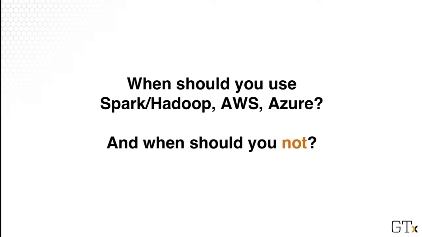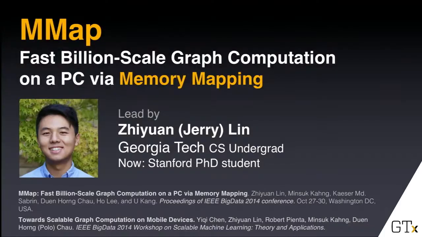Previously you looked at how to scale up computation using Hadoop and Spark, or using cloud services like Amazon Web Services or Azure. So one question people often have is when should they use it, or when should they not use it? So in this video, I'm going to tell you a little bit about a project that was originally developed at Georgia Tech, and it's using memory mapping, or loosely you can think of it as virtual memory, to scale up computation. It was a project led by Jerry Lin, who was a computer science undergraduate student at Georgia Tech, and now he just started his PhD at Stanford.